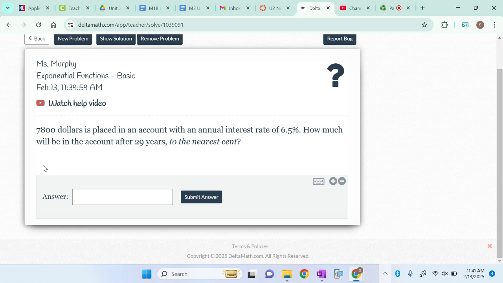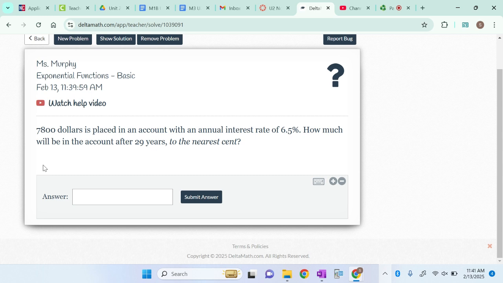So, let's set up the equation first. So, $7,800 is placed into an account with an annual interest of 6.5%. How much will be in the account after 29 years? And it says to round to the nearest cent.